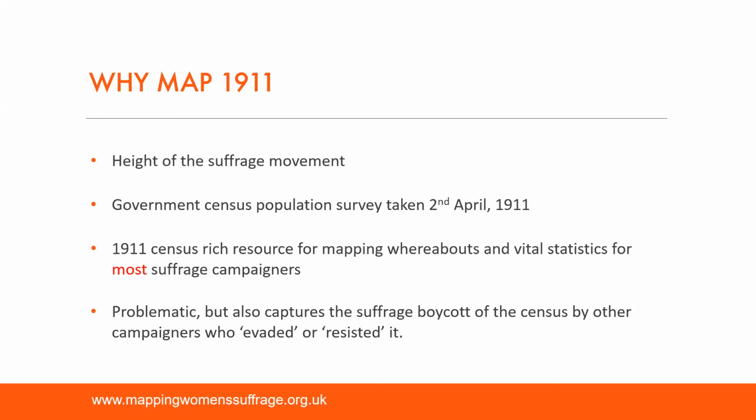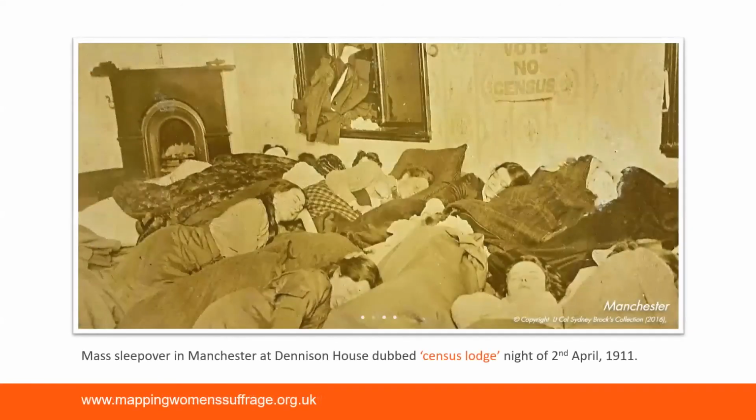So those who evaded the census deliberately absented themselves from their usual home address on census night, so they could not be counted, making it more difficult, of course, for us to trace them for our suffrage map. And evasions often involved organising or taking part in mass suffrage sleepovers elsewhere, as this slide demonstrates. And this photograph is actually of one such census sleepover in Denison House in Manchester that became known as Census Lodge because just over 200 evaders took part, and there were also some men included in that.